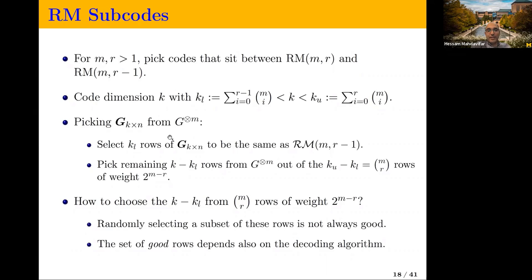If you just randomly select, well, it's not always good, and we have done simulations. They are not all the same, so we need strategies, okay? And also the set of good rows depends on the decoding algorithm we want to use. So depending on the decoding algorithm, we may have to adjust those selections, okay?